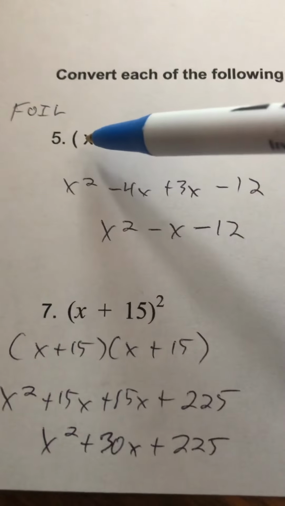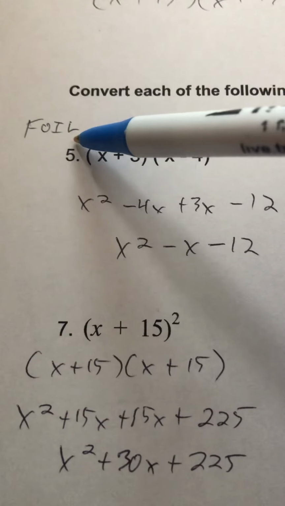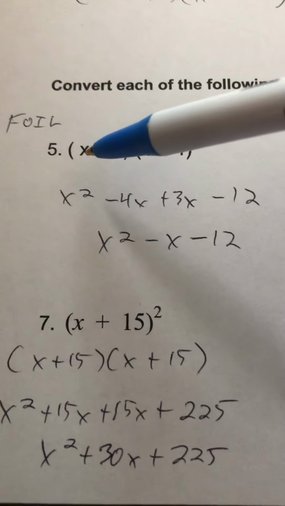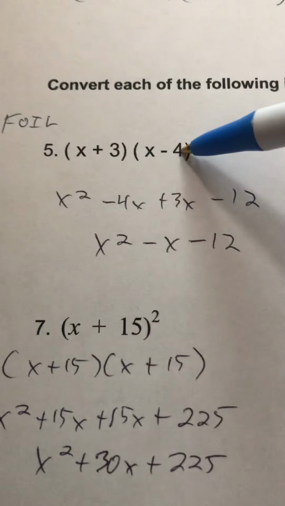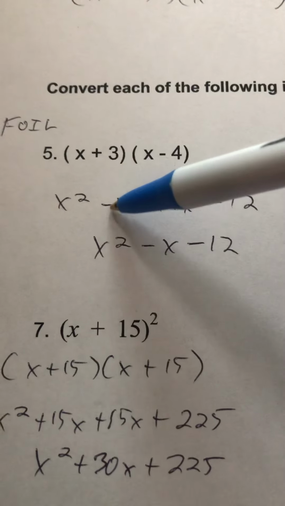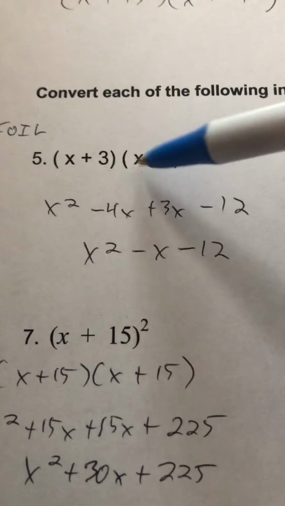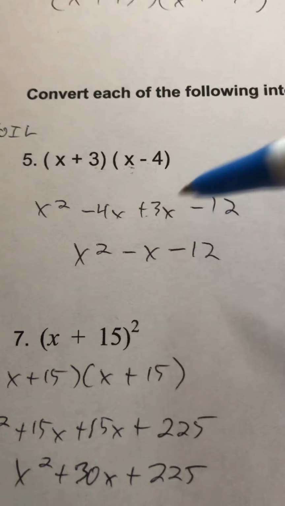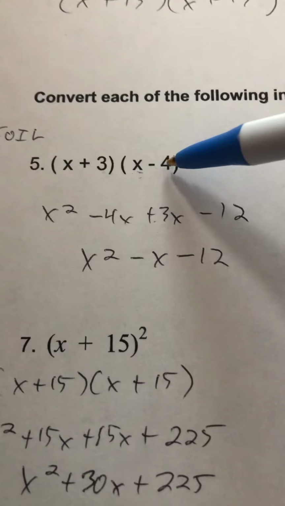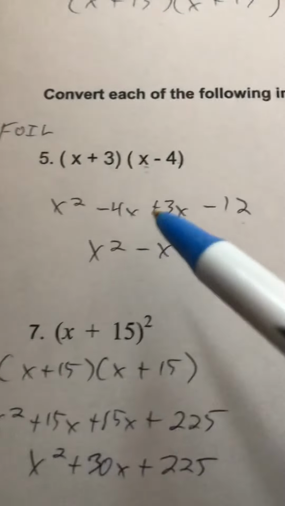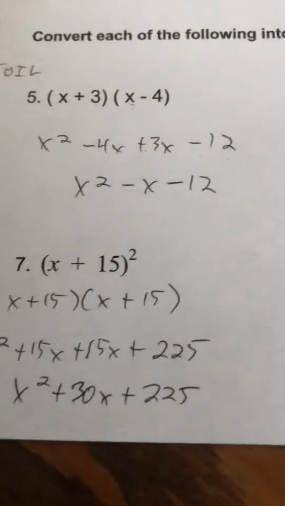So I'm going to take the first times the first, using the method first, outside, inside, last. First times the first is going to be x squared. Outside times the outside, x times a negative 4 is going to be negative 4x. Inside times the inside, 3 times x is going to be a positive 3x. And then the last: 3 times negative 4 is negative 12. I combine these like terms, and then I have x squared minus x minus 12.